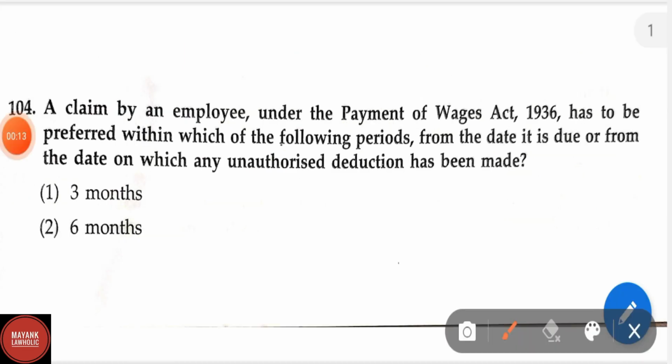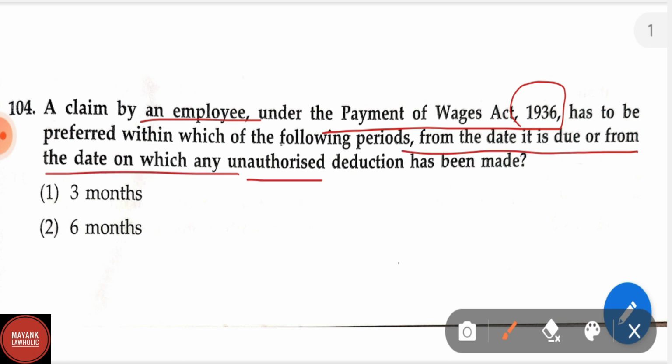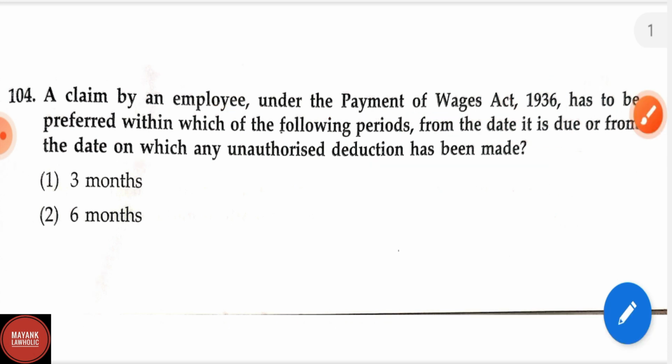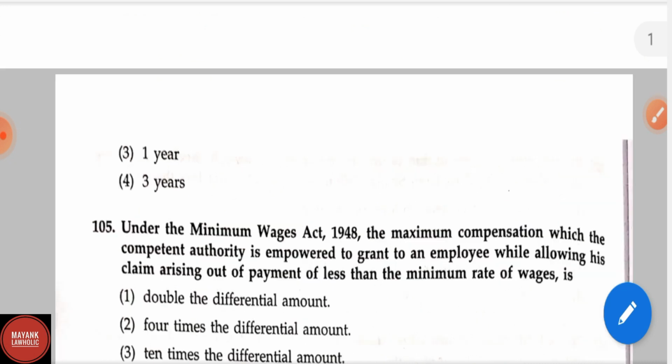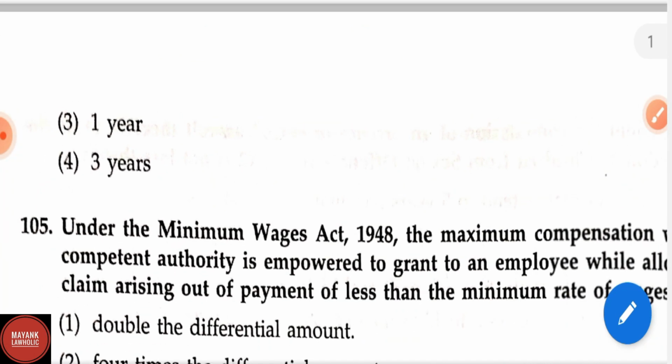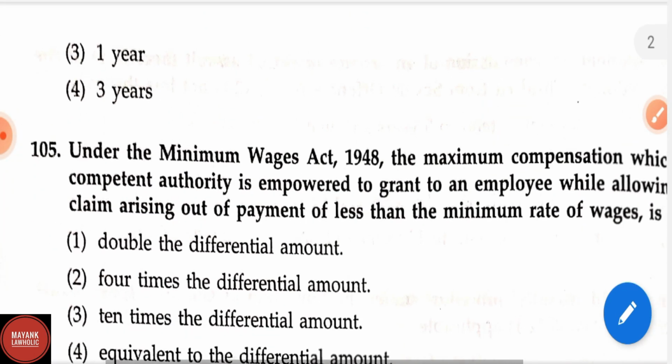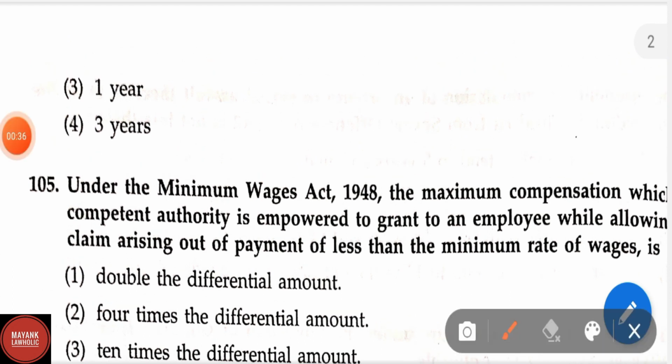Question number 104. A claim by an employee under the Payment of Wages Act 1936 has to be preferred within which of the following periods from the date it is due or from the date on which any unauthorized deduction has been made? Option 1, 3 months; option 2, 6 months; option 3, 1 year; and option 4, 3 years. Correct answer is option number 3, that is 1 year.